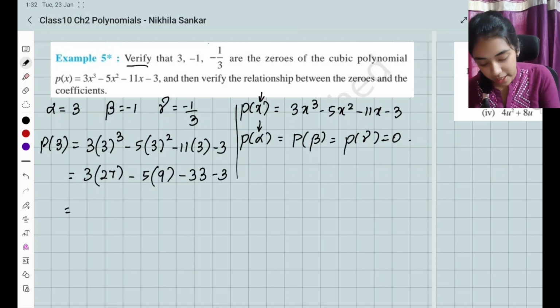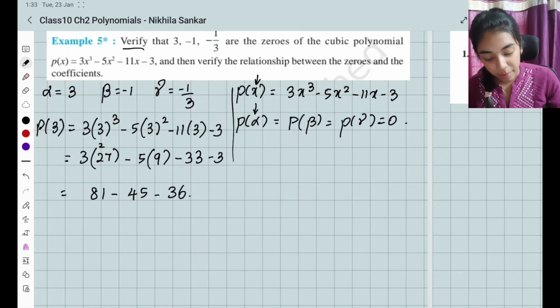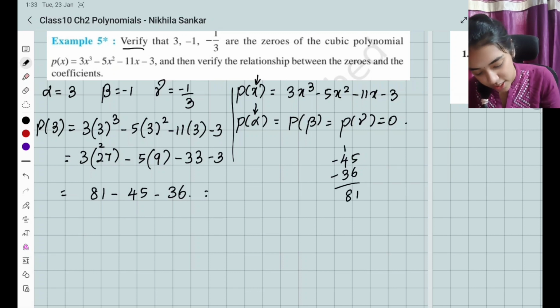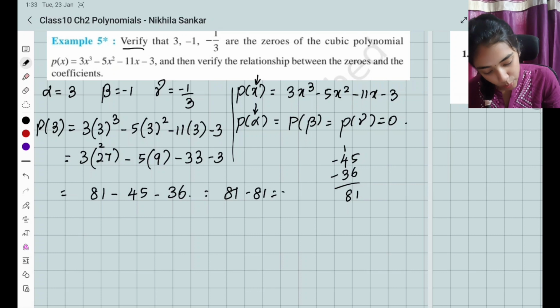இப்போ இதை simplify பண்ணா I have 7 3s are 21, 2 3 2s are 6, 7 8 minus 9 5s are 45. இந்த இடத்துல minus 33 minus 3 is going to be minus 36. So இப்போ minus 45 minus 36 என்ன? Minus 45 minus 36 is going to be 81. So this is going to be 81 minus 81, which is going to be 0.